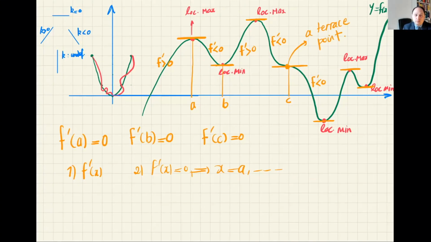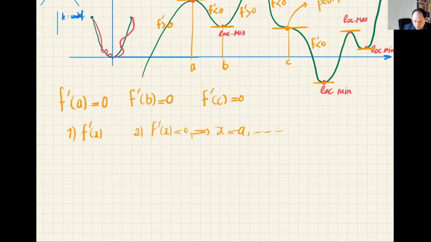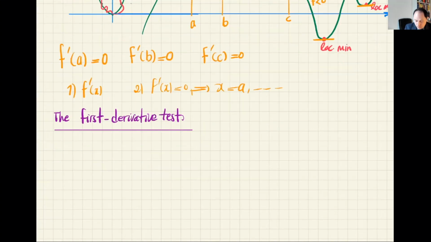And this is a theorem in mathematics that what I described here, which was geometrically very clear, is the content of a theorem that we call the first derivative test. Okay, so let me write this content here for you. The first derivative test. Okay, so what should I do?